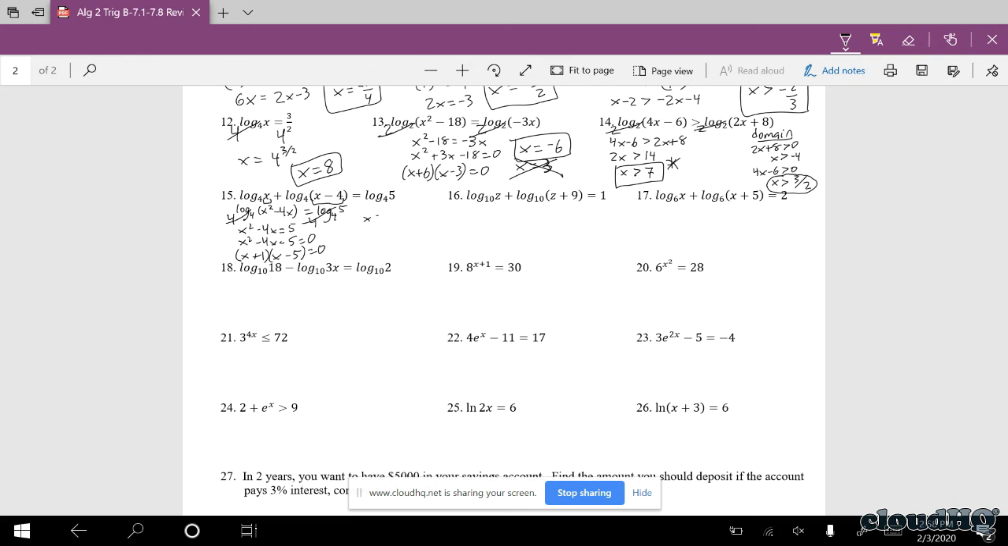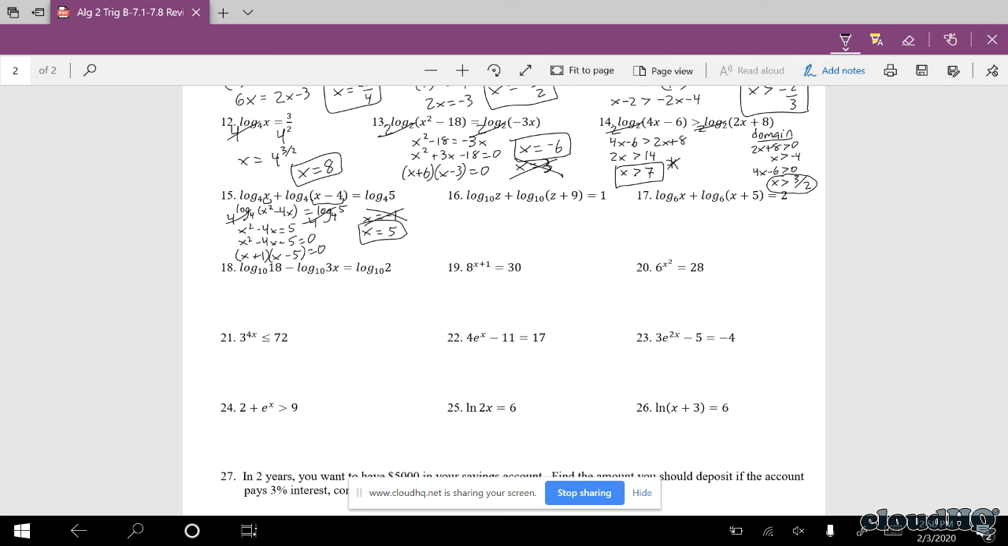So we get answers of negative 1 and of positive 5. Plug them in and check. Notice the first one, the negative 1, if you plug it in here, log base 4 of negative 1, not allowed. We can't take a log of a negative. Log base 4 of 5, that's fine. 5 minus 4 is 1. Okay, so that one works.